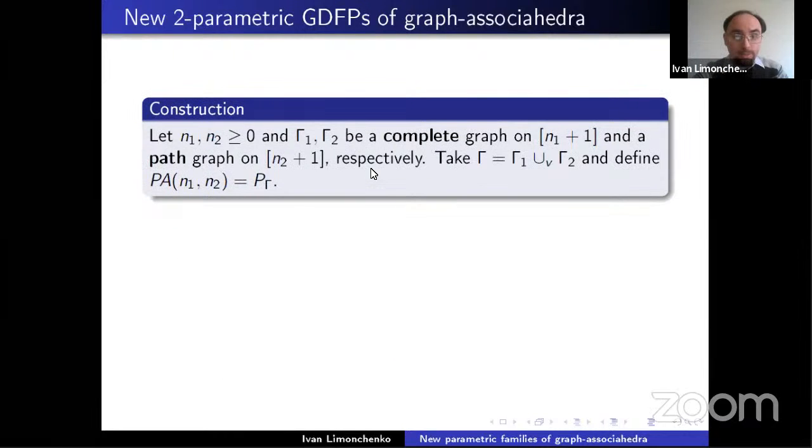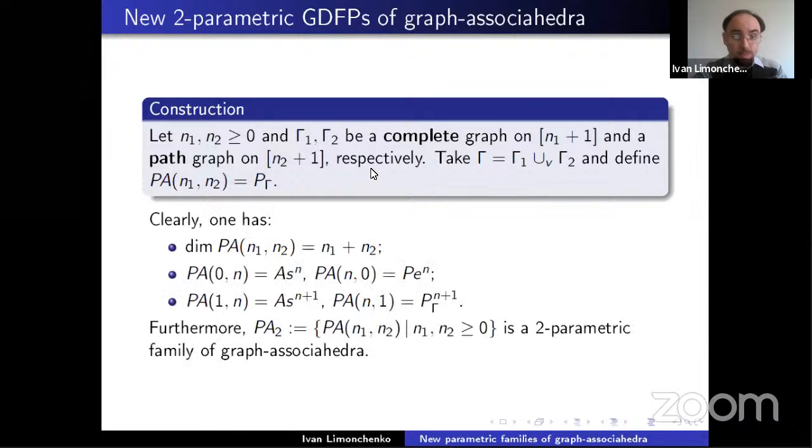Now, analogously, another construction: you take a complete graph, and the second graph is a path graph. Glue them at one vertex. This will be a simple graph gamma, and PA of n1 and n2 will be the corresponding graph-associahedron. Clearly, again, it has dimension n1 plus n2, and the initial conditions are that it contains associahedra on the one side, and it contains permutahedra and P gamma on the other side. So furthermore, it's also an example of a 2-parametric family of graph-associahedra. Again, it depends not only on dimension, but on n1 and n2.